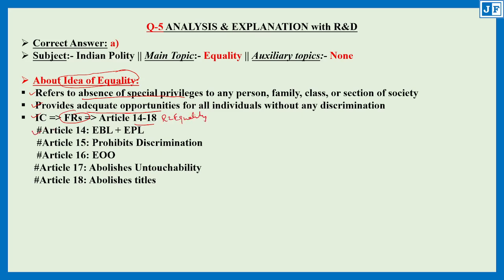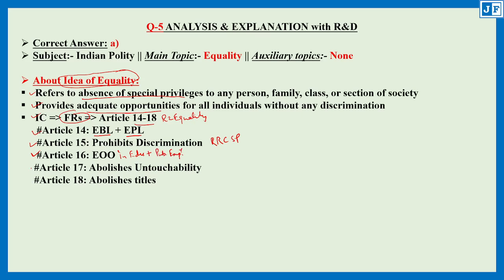Article 14 contains equality before law and equal protection of law. Article 15 talks about prohibition of any sort of discrimination based on religion, race, caste, sex, place of birth. Article 16 talks about equality of opportunity in education and public employment.